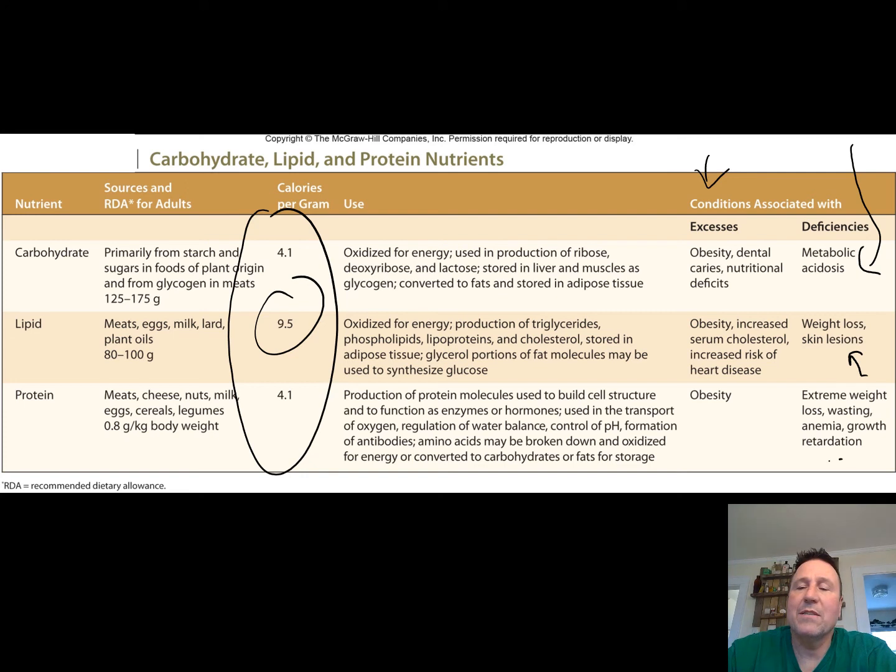And then proteins. Oh yeah. Anemia because you can't make hemoglobin, it's a protein. Yeah. Growth problems because you need it to build bones and muscles.